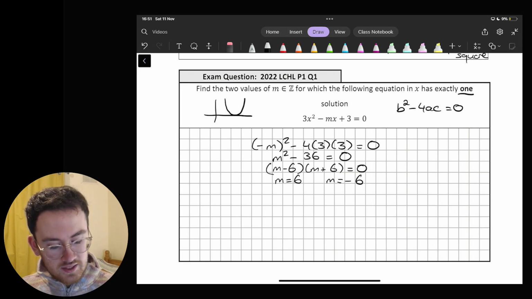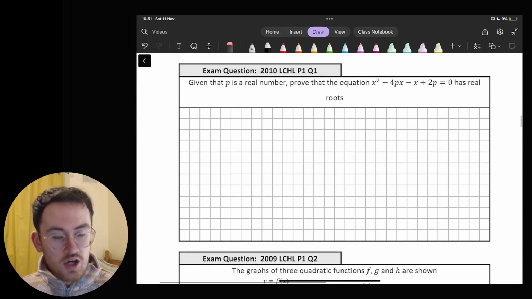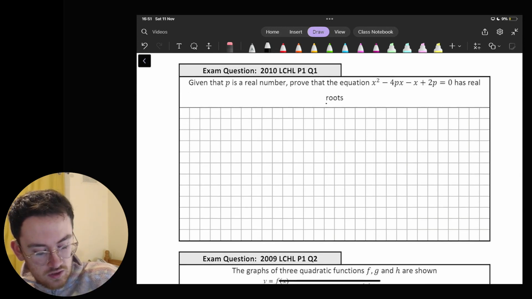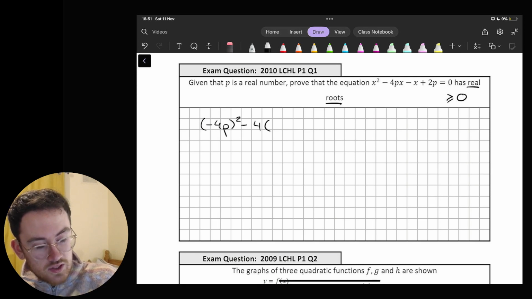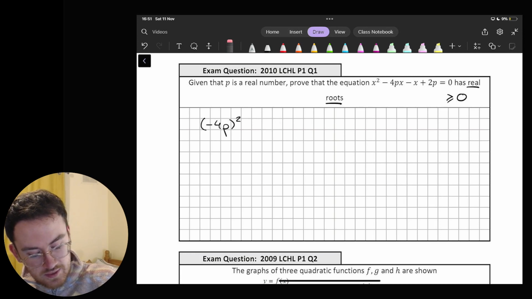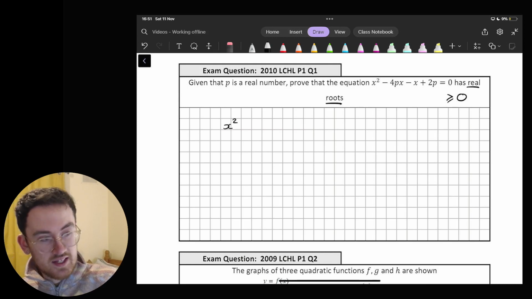Okay, looking at the next exam question, given that p is a real number, prove that this equation has real roots, suggesting to me my discriminant is greater than or equal to 0. Let's work out that discriminant. 4p squared minus 4 times a times c is, let me see now, I think I've made a little bit of a mistake here. So we need to start first of all by grouping things together.